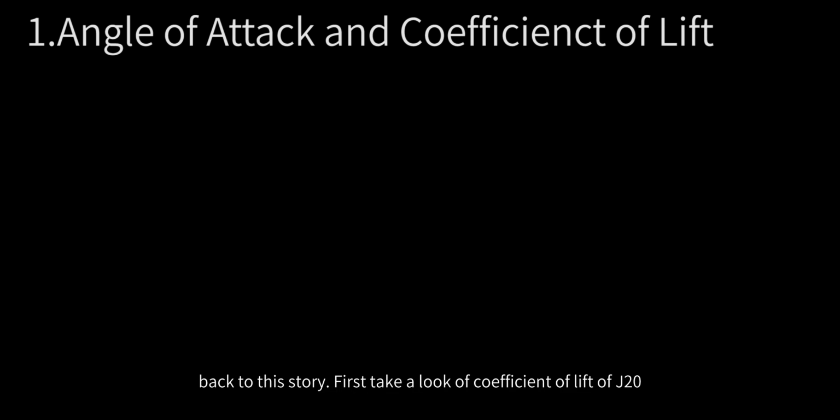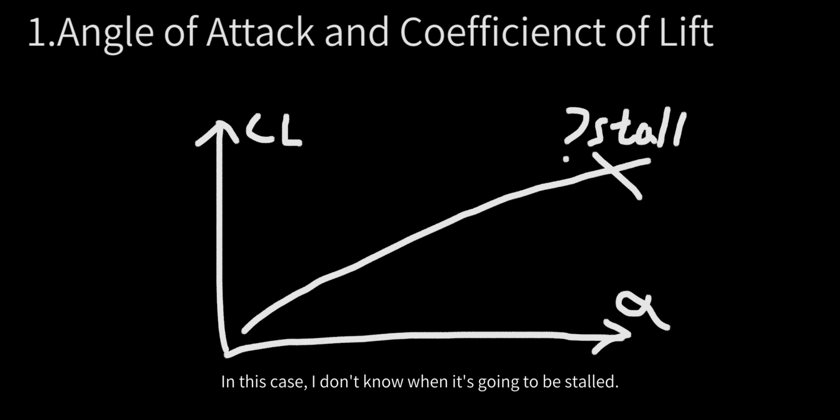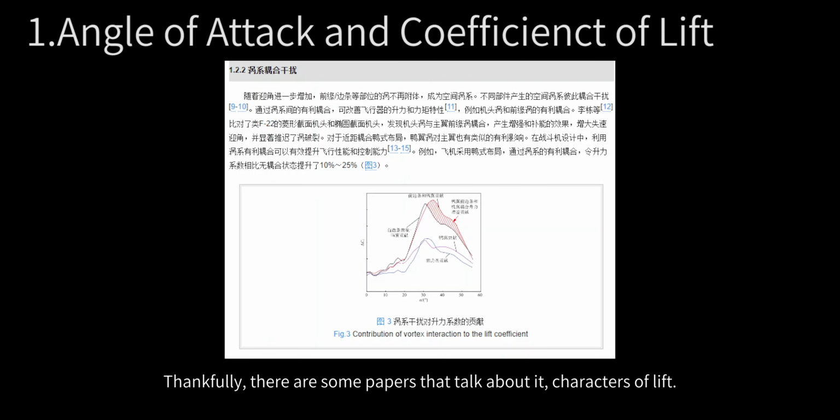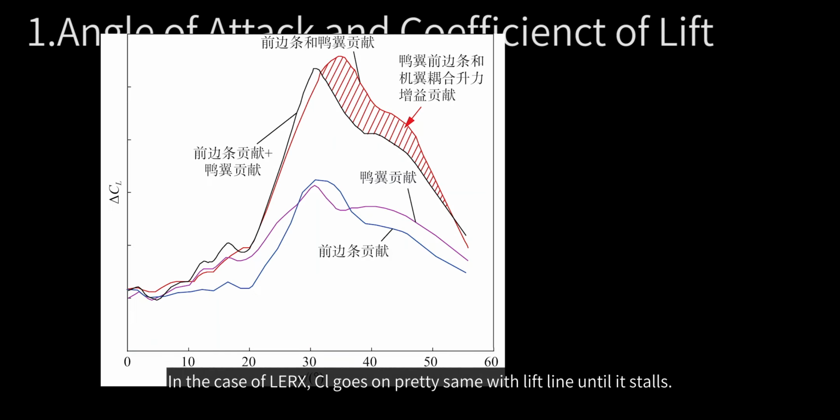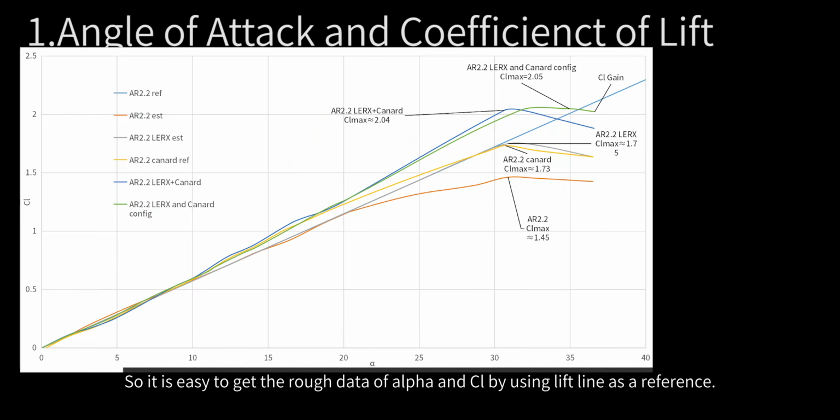Okay, back to this story. First, take a look at the coefficient of lift of J20. In this case, I don't know when it's going to stall. Thankfully, there are some papers that talk about its lift characteristics. In the case of LERX, CL goes on pretty much the same as lift line until it stalls. So it is easy to get the rough data of alpha and CL by using lift line as a reference.